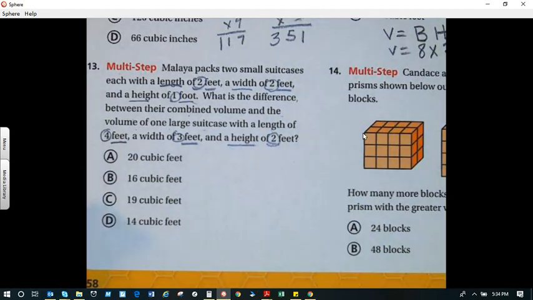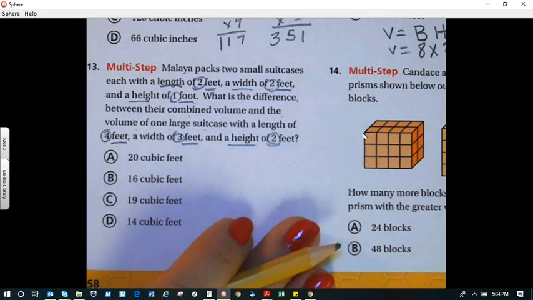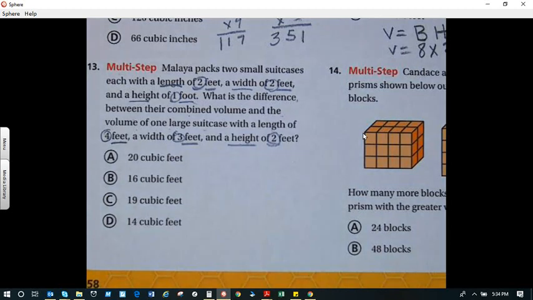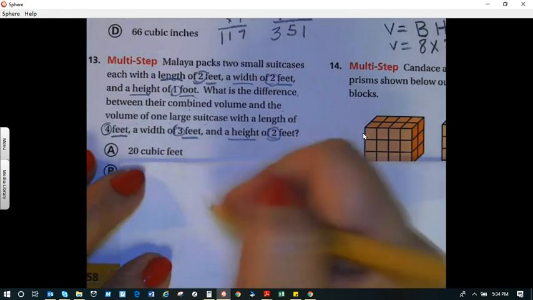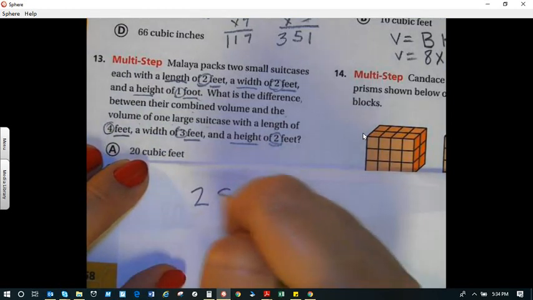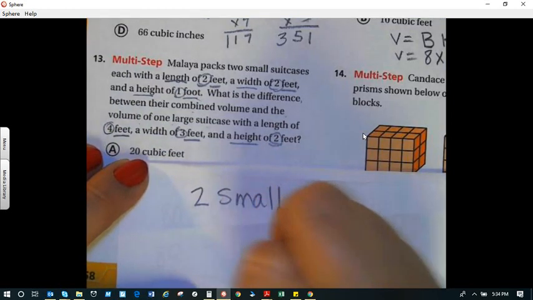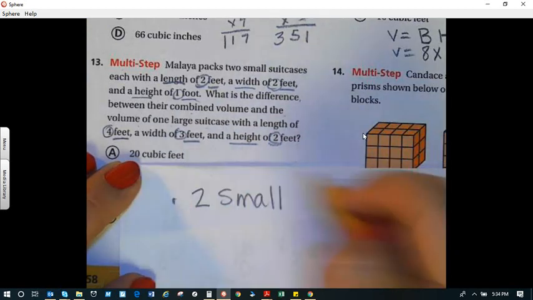All right, I'm not going to have enough room to do the math here, so I'm going to move over to another sheet of paper, and I suggest that you do the same as well. So we're going to find, first of all, 2 small suitcases. So before, I need to write out, I needed 2 small suitcases.